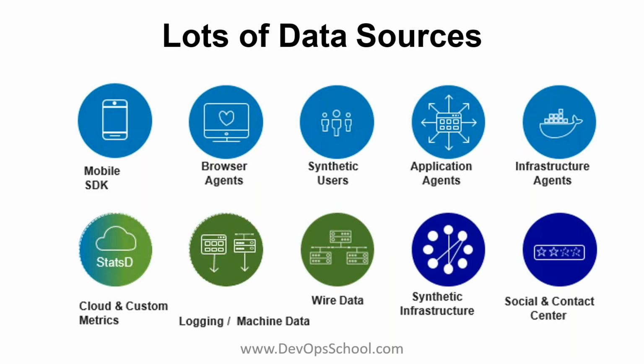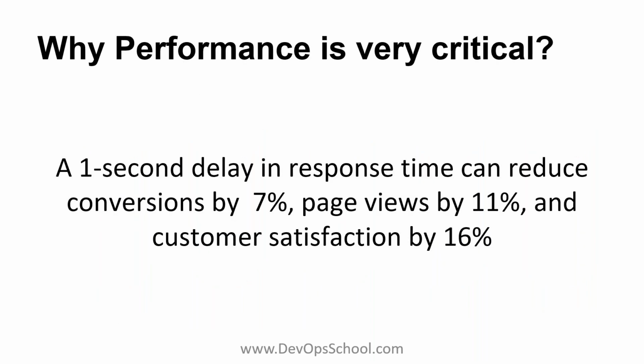If you look at the application environment nowadays, we have lots of data sources. If you want to find out where the problems are coming from, is it the app server, web server, database server, load balancer, third-party libraries, or network? So how do you see that? There are lots of data sources, and it's very critical for you to find out the performance issues.